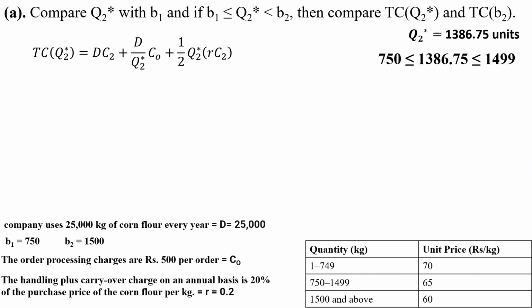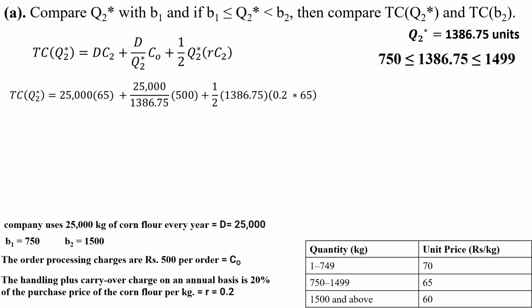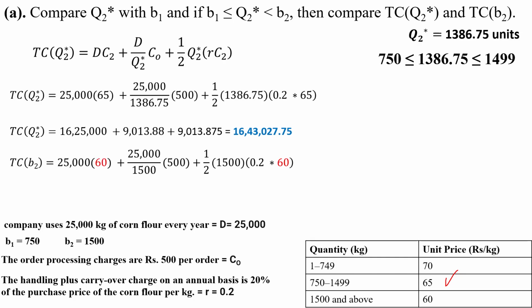So first we have to determine the total cost at the Q2 star quantity. For the Q2 star quantity, unit price is 65 rupees. Then total cost will become 16,43,027.75. Similarly, you have to calculate the total cost for the B2 quantity.